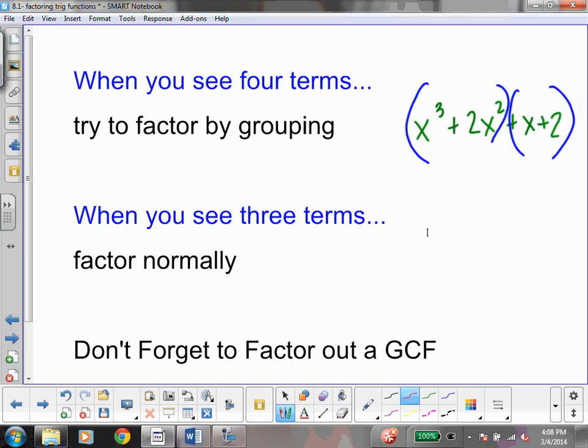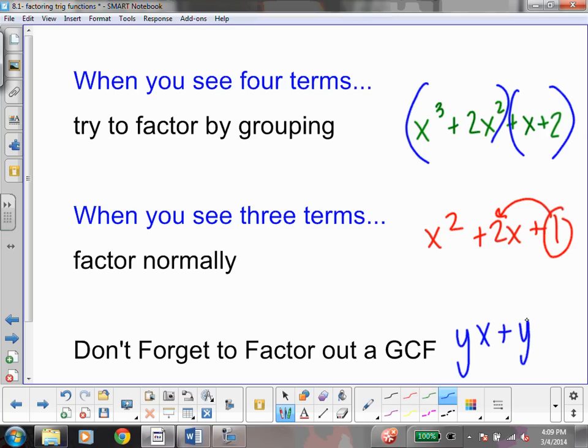When you see three terms, maybe you're in a situation like this, x squared plus 2x plus 1. Again, you want to think of factors of 1 that add up to give you 2 and make your factors from there. And then a greatest common factor, remember, each term has the same number in common. So perhaps I have y times x plus y squared. Well, both terms have a y, which means that I can factor out the y.